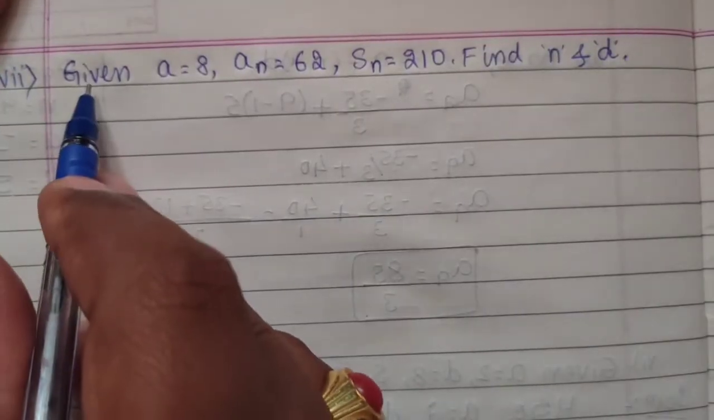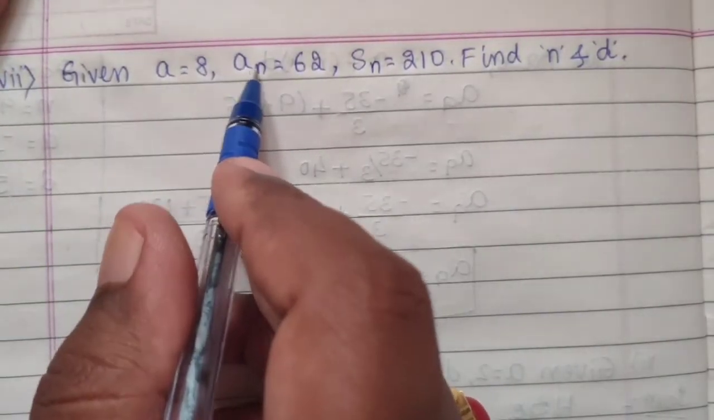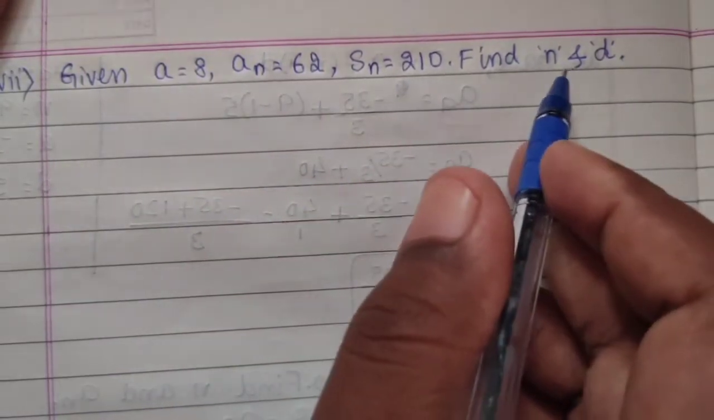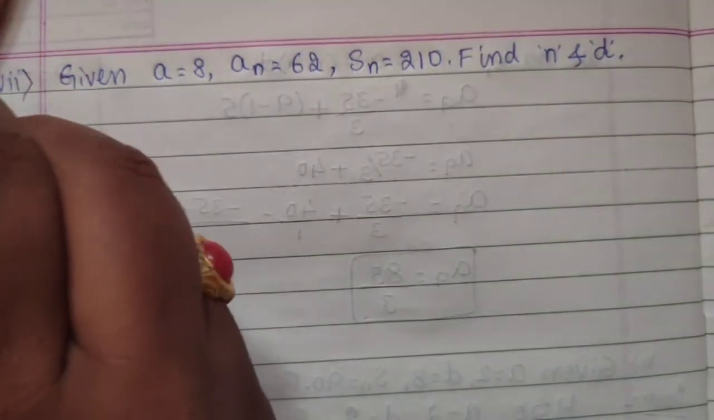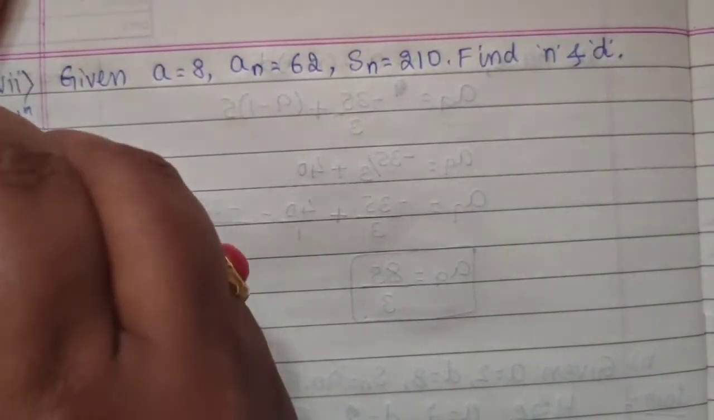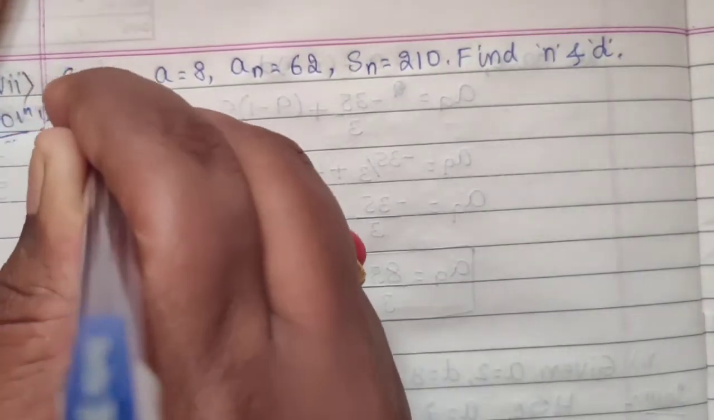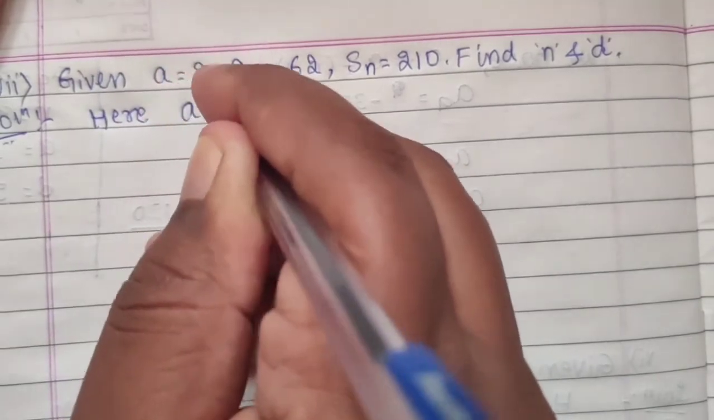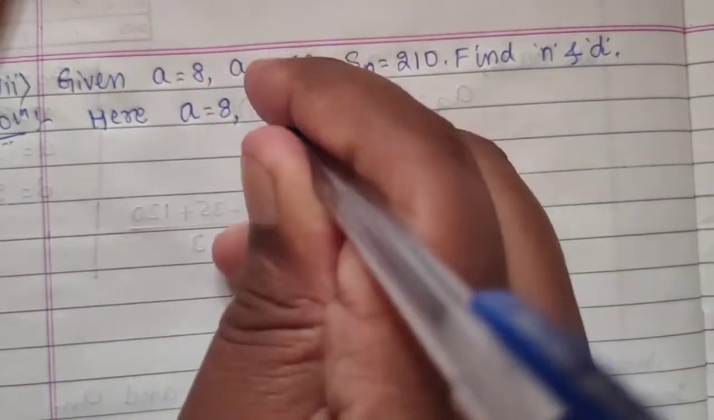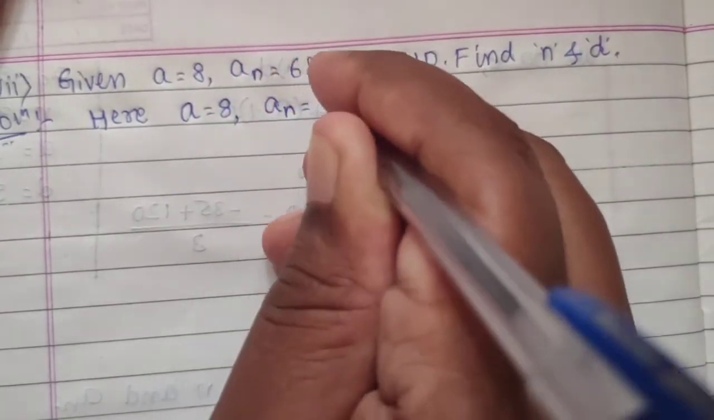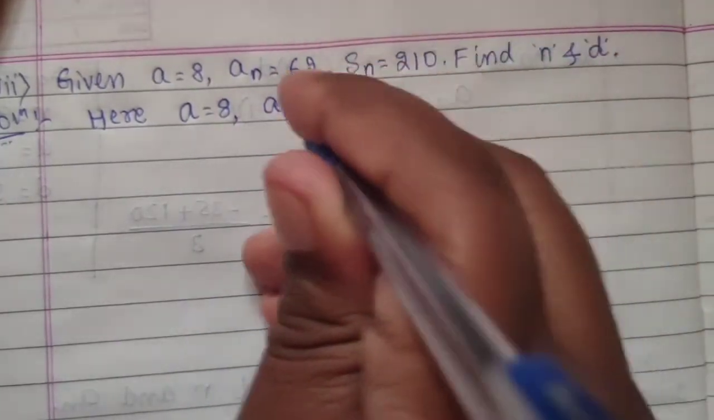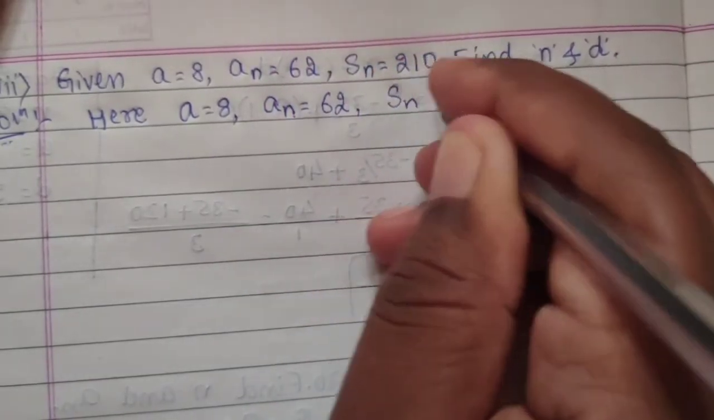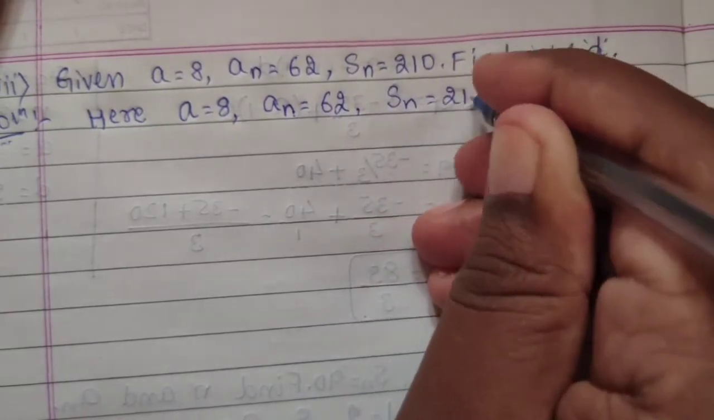Next question. Given a is equal to 8, an is equal to 62, sn is equal to 210, find n and d. Solution. Here first term is 8, nth term is 62, sn is 210.